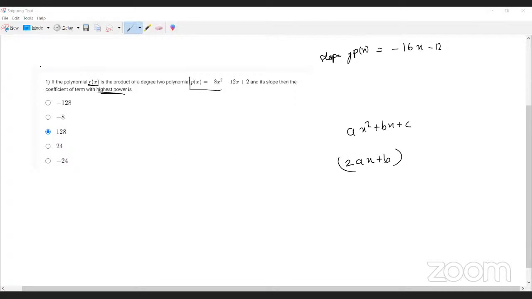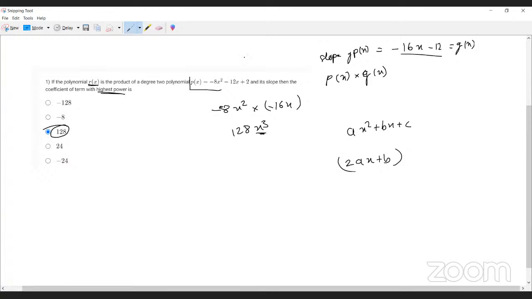So we have to find the coefficient of the term with the highest power. How will we get the highest power here? This x square multiplying by this x gives x cube. So minus x square into minus 16x will give 16 times x cube... the highest power in this term is x cube. If you multiply p of x into g of x, the highest power will be x cube, and the coefficient will be 128. That's it. Thank you, sir.